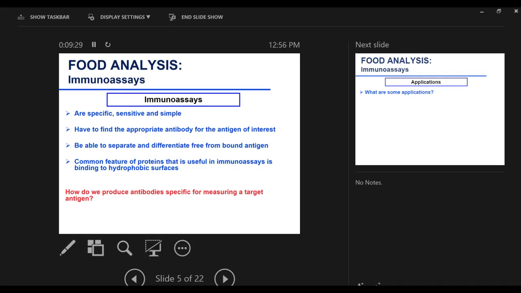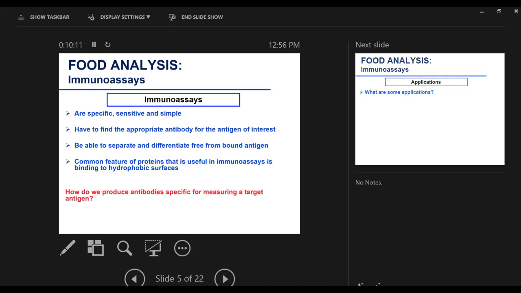So the assay, we should be able to separate and differentiate bound antigen from not bound antigen, and then I will show you that in a minute. How can we differentiate and separate between an antigen that is bound versus an antigen that is not bound? So the common feature that we use in immunoassay is the fact that proteins have hydrophobicity on the surface and they can bind to hydrophobic regions. So that feature is very important in setting the assay.